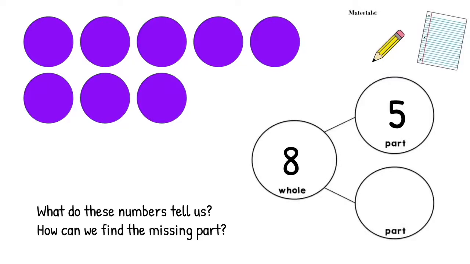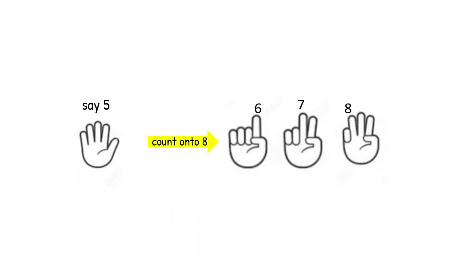Okay, now I want you to go ahead and put in for your first part on your number bond that our part is 5. Okay, because we have 5 in that top row. What do these numbers tell us? We have a whole amount of 8 and one part that equals 5. So with those numbers, how can we solve for that missing part?